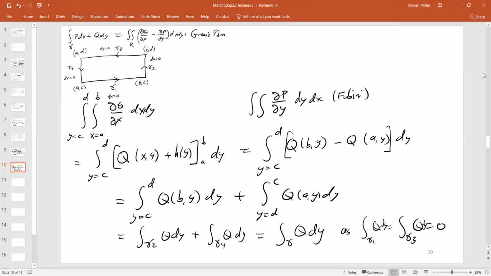So this shows you that the integral of q dy is equal to the integral over the region of dq dx. So a very similar argument will show you that the integral of p dx is equal to the double integral of negative dp dx. And so this is Green's theorem. And so if we have a rectangle, we now have the result.